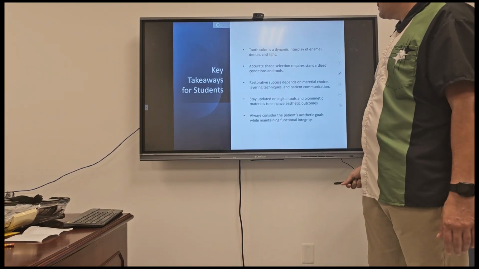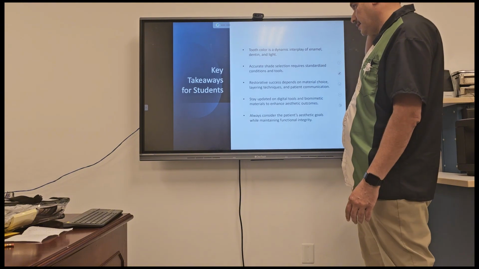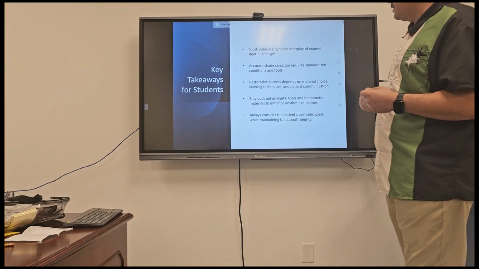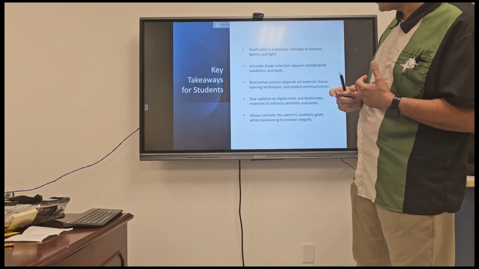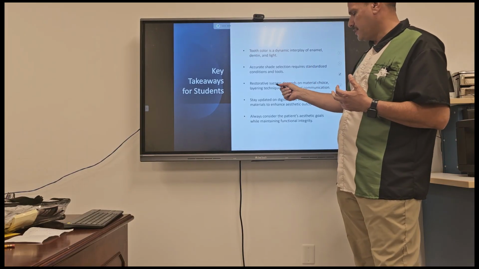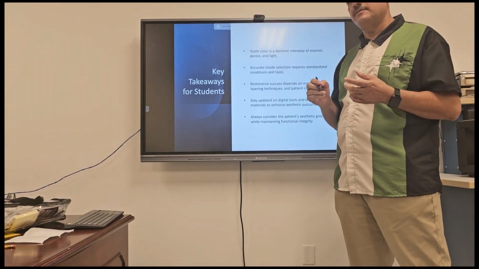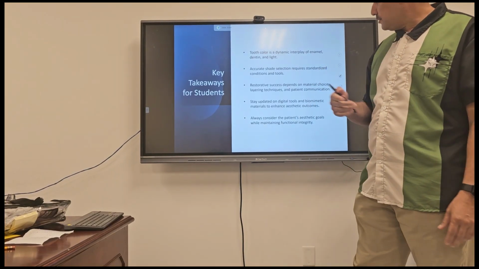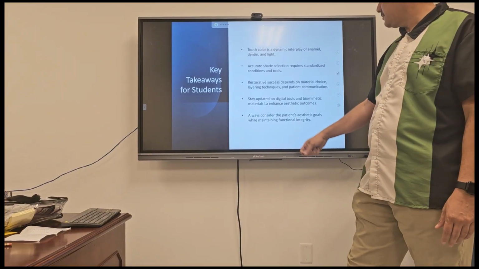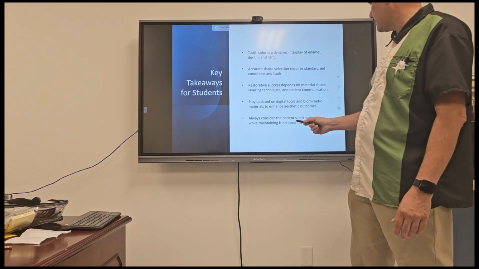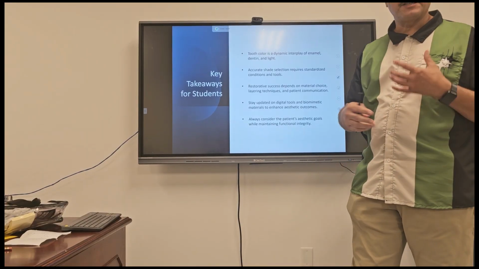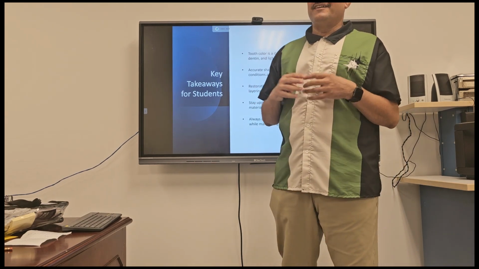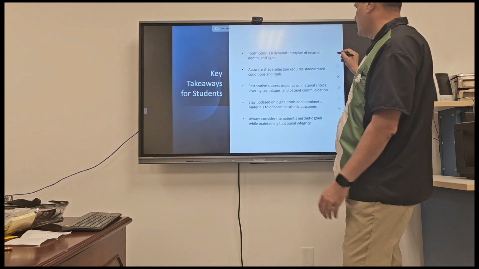So tooth color is dynamic: enamel, dentin, and light. You have to know all these things, enamel, dentin, and light, and you need accurate shade selection. So you have to get the most suitable material to restore the tooth. Layering, digital tooth updates, biomimetic material. Always consider the patient's aesthetic goals. Always communicate with the patient. Tell the patient what they want, what is realistic that we have, and what we can expect. That's it.